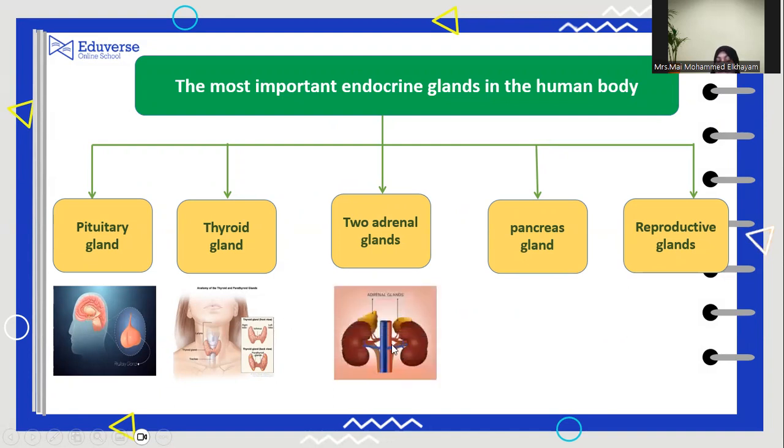The 2 adrenal glands are found adhering to the top of the 2 kidneys. The pancreas gland is between the stomach and the duodenum or the small intestine. Reproductive glands: I have the 2 ovaries and the 2 testes.